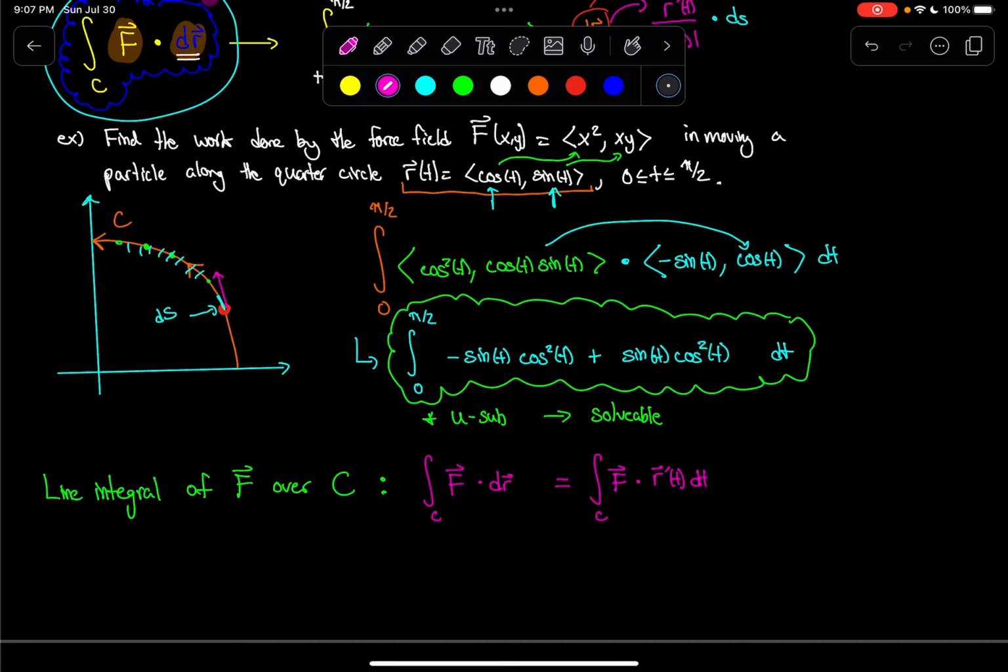And I'll put this off to a side and then erase it in a second, but this should also make sense, because what's r prime? r prime is dr dt, and what happens when you have this?